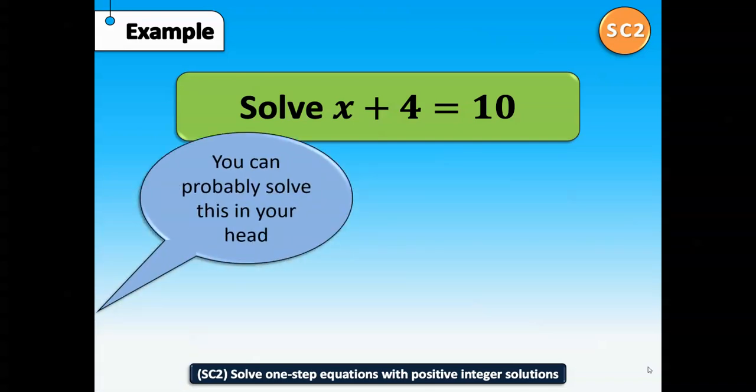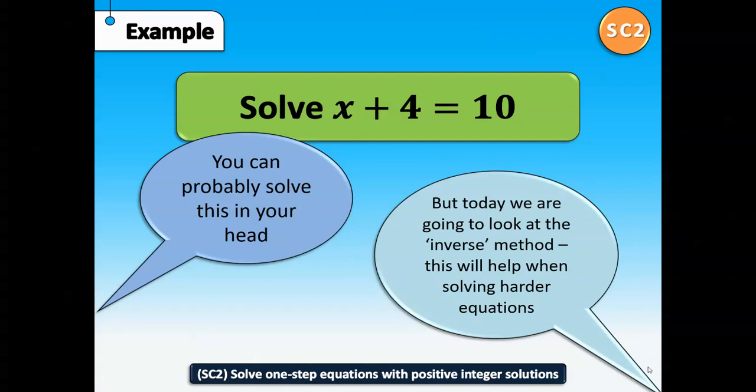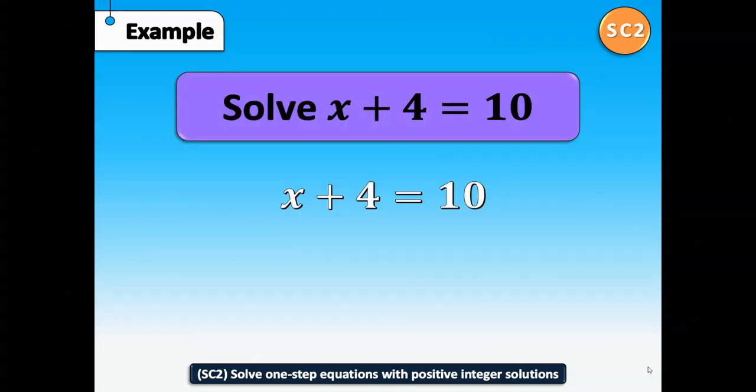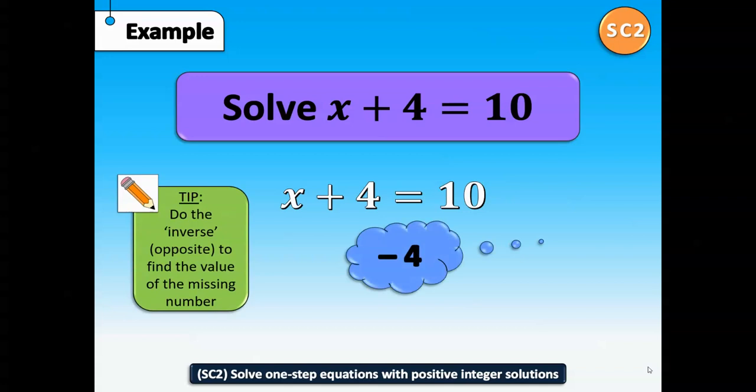So you can probably solve this one in your head. But today we are going to have a look at using the inverse method, as this will help us solve some harder equations later on. So if we want to solve x plus 4 equals 10, we do the inverse of adding 4. So we do the opposite of adding 4 to 10. So the opposite of adding 4 is taking away 4. So if we take away 4 from 10, 10 take away 4 is 6. So we can say that x equals 6.